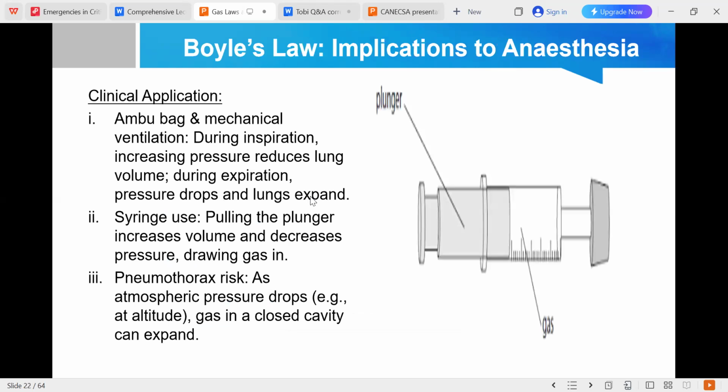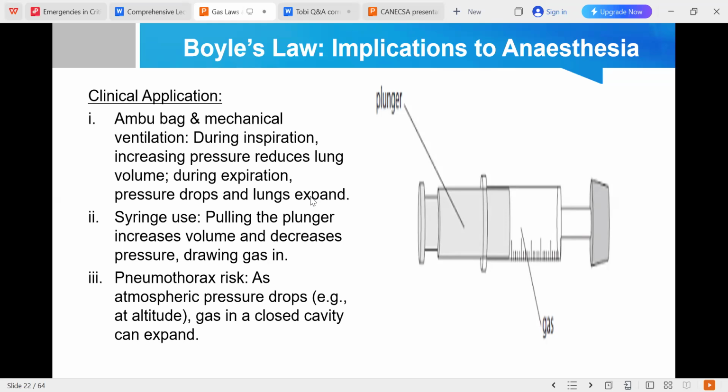So what are the implications? During normal inspiration, you increase your intrathoracic volume, reducing your pressure below atmospheric pressure. Therefore, gas comes in from outside. When you are administering your drugs through your syringe, as you pull the plunger, you increase the volume, and this decreases pressure, and fluid comes in from the atmosphere. This is also what happens with the risk of pneumothorax.